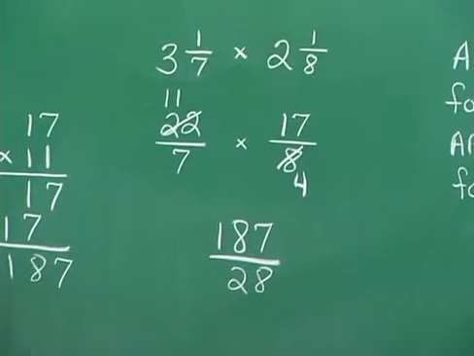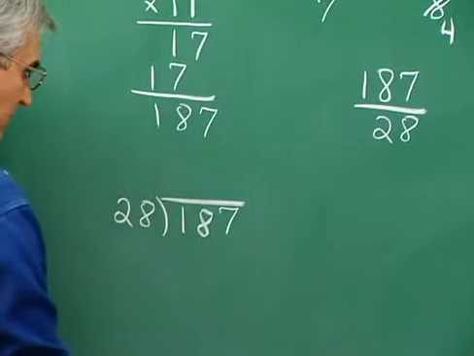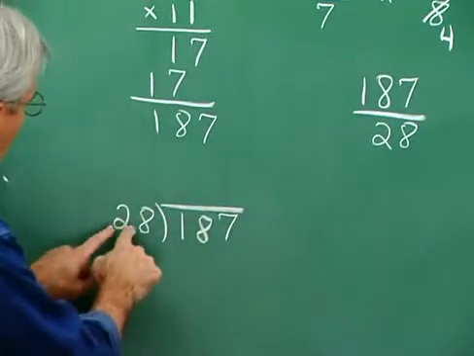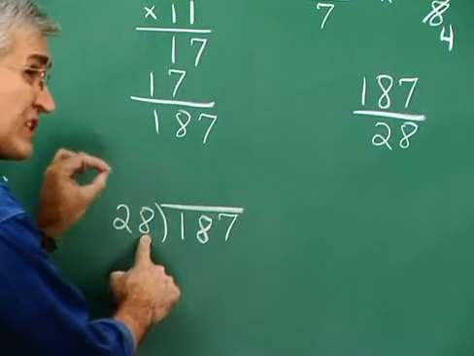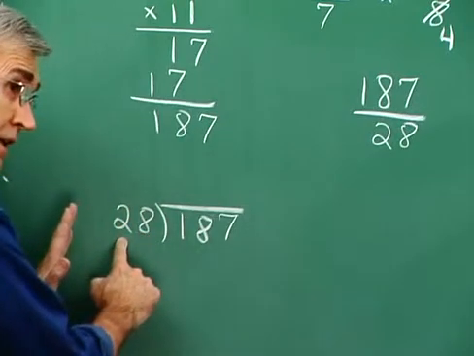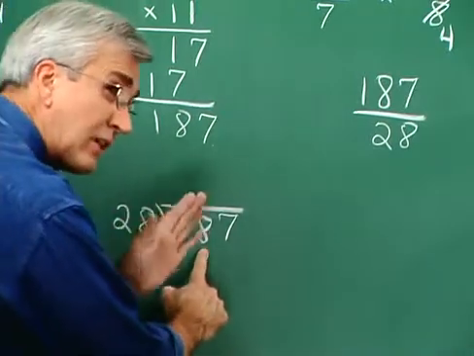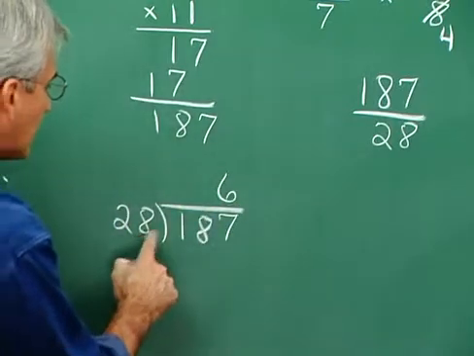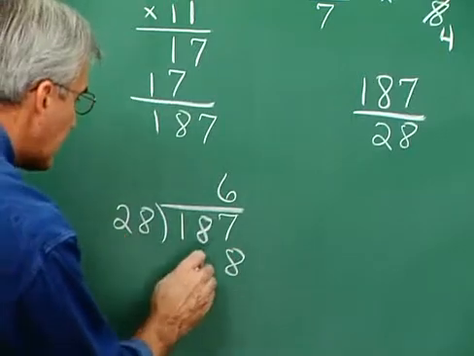So it's 28 into 187. Let's see, it looks like it goes about 6 times. Now I'm thinking of using a 3 here because 28, if I go to the nearest 10, I would be thinking of 3. I'm using that single digit idea. 3 into 18 goes 6. So I'm going to use 6 here, and let's see if that works out. 6 times 8 is 48. I'm carrying 4. 6 times 2, 12, and 4, 16.